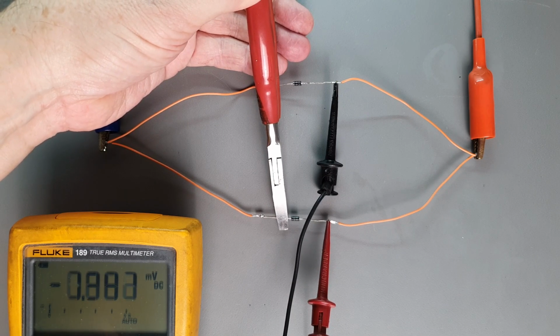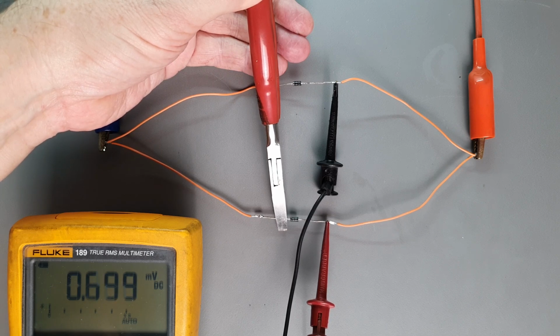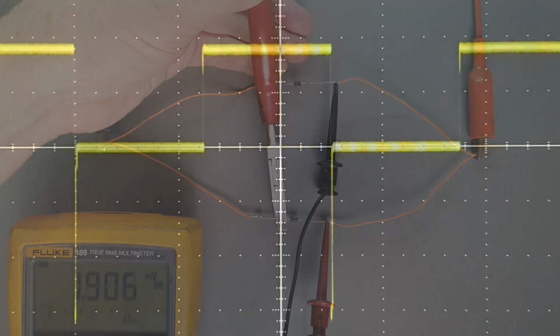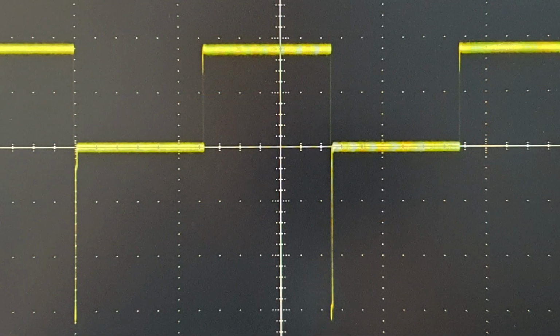So don't run LEDs in parallel for this exact same reason. There are some exceptions to this rule, but let's save that for another video. Another really interesting quirk we should be aware of is the reverse recovery time of a diode.